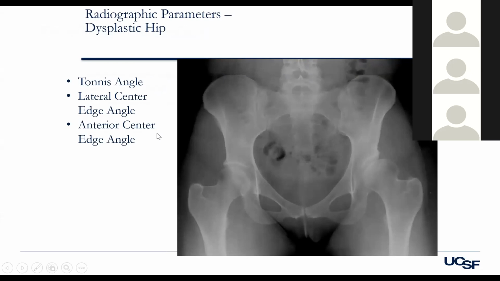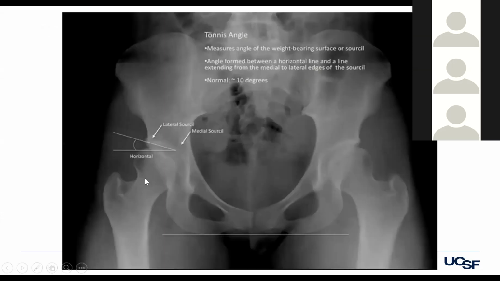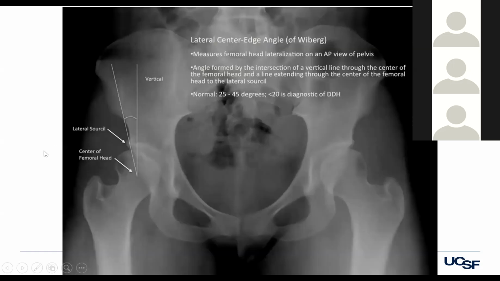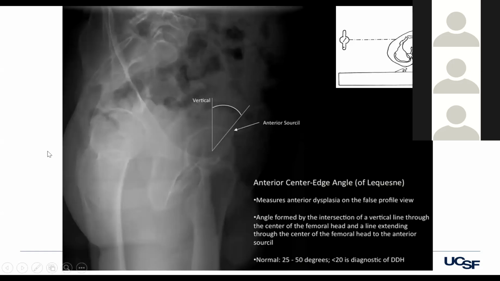These angles are more for the peds guys. We don't really use these angles as much in arthroplasty, but Tönnis angle, lateral center edge angle, and anterior center edge angle are more for if you're doing preservation type work.